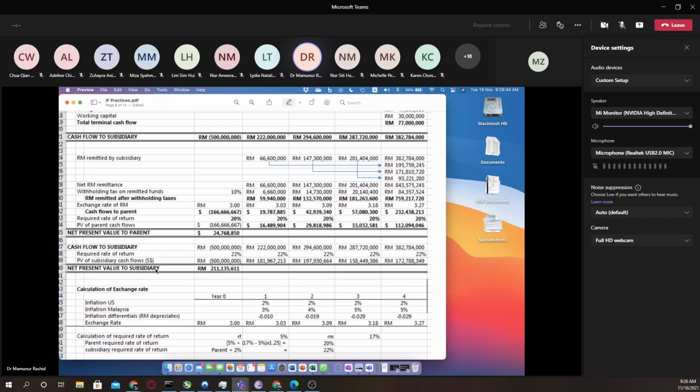So 22% cost of capital for each cash flow, divided by 1 plus k to the power t. T is 0, then t is 1, 2, 3, 4. The net present value is 211,135,611. So this is also a positive figure for the subsidiary, and we will accept the project. So the conclusion is, from both the parent company and the subsidiary value, this project is acceptable because the net present value is positive.